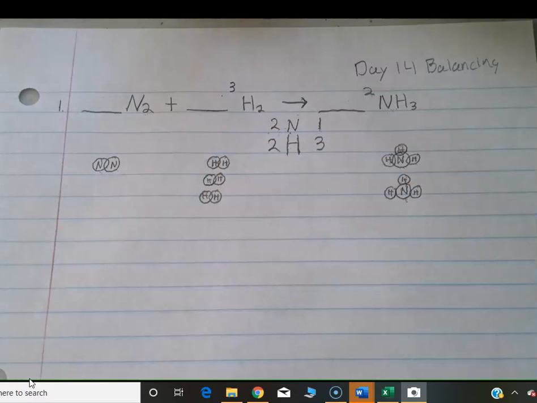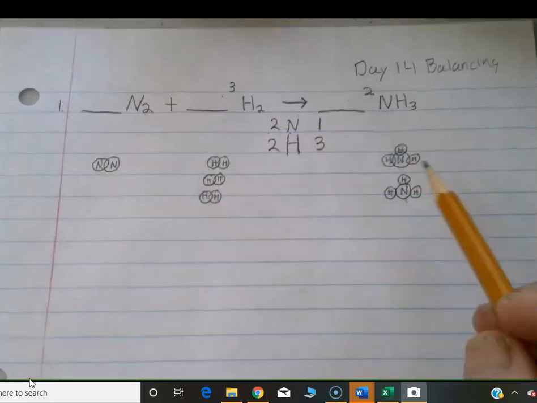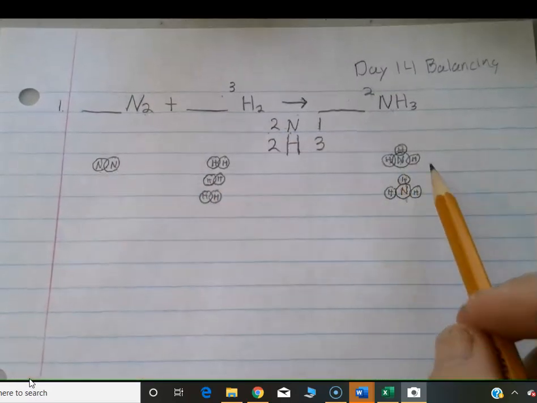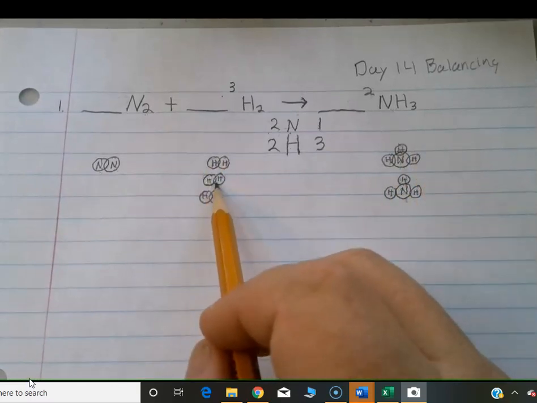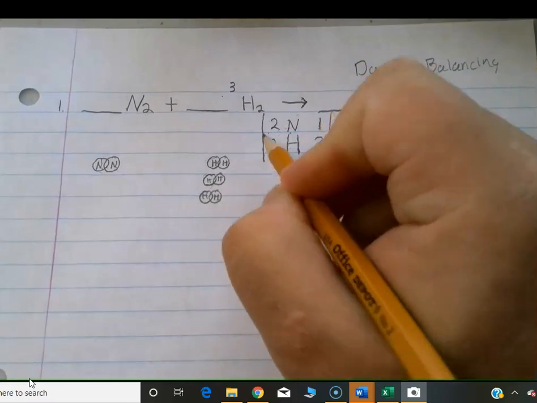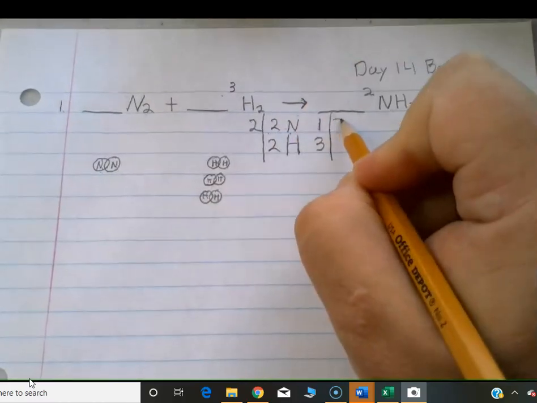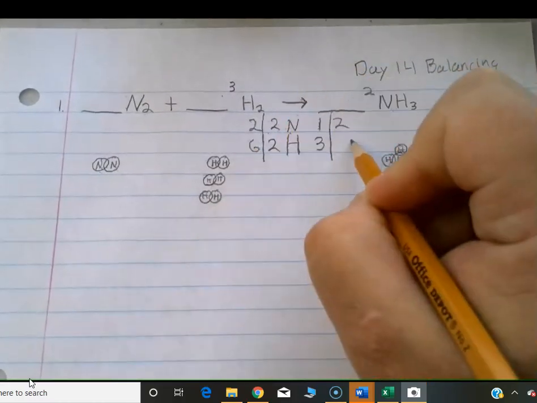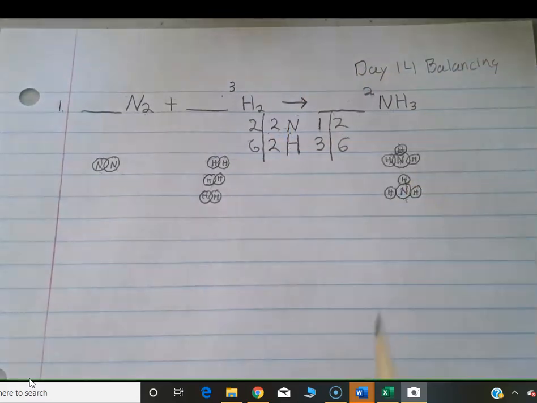Okay, so let's count. Let's see if everything's even now. 2 nitrogens, 2 nitrogens, 1, 2, 3, 4, 5, 6 hydrogens, 1, 2, 3, 4, 5, 6. Everybody's in balance, so I'm going to write that over here. So nitrogens, I have 2 and 2. Hydrogens, I have 6 and 6. Everything's in balance. I counted them.